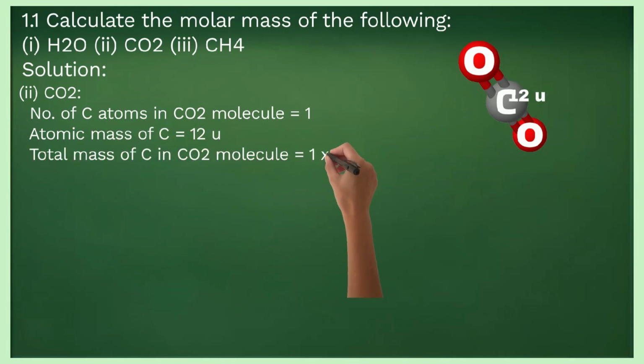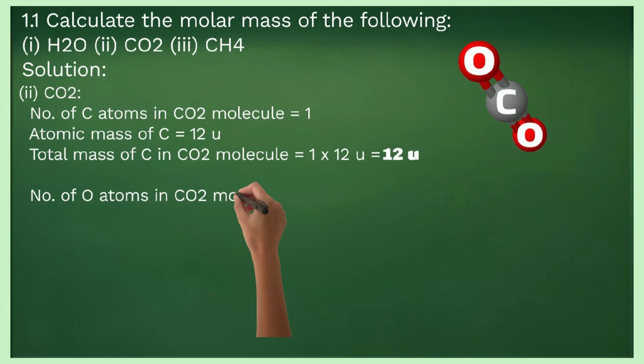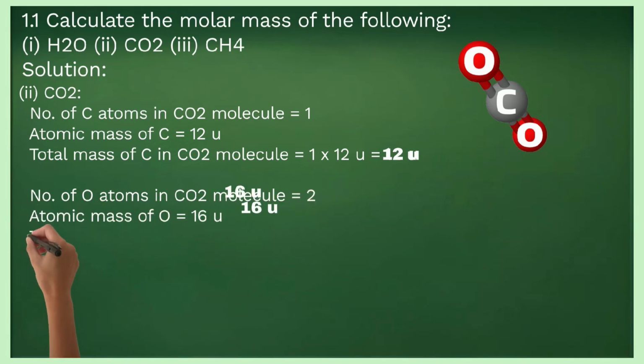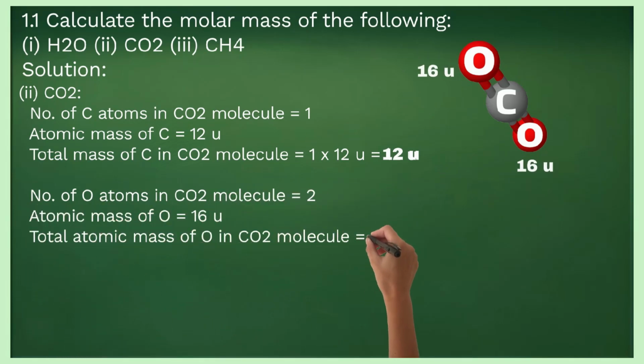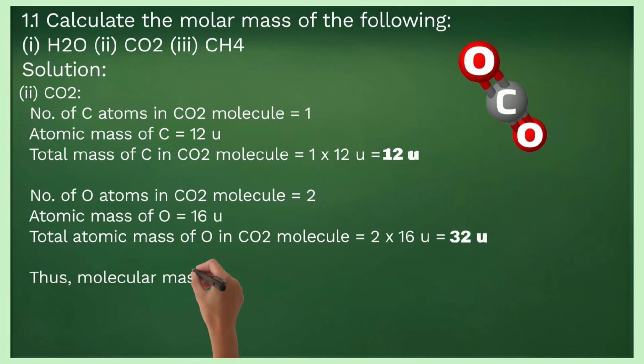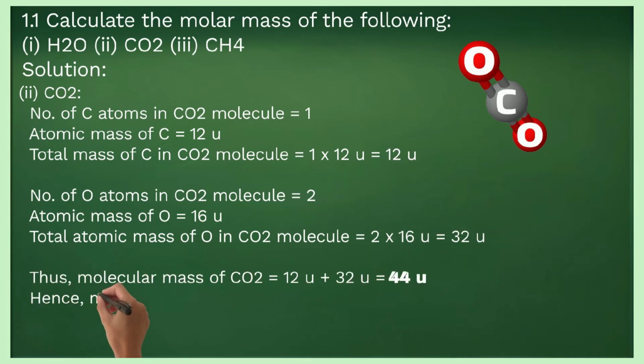Atomic mass unit of carbon is 12 U, while that of oxygen is again 16 U. Thus molecular mass of CO2 comes out to be addition of 12 U and 2 times 16 U, that is 44 U. Hence molar mass of CO2 can be written as 44 grams.